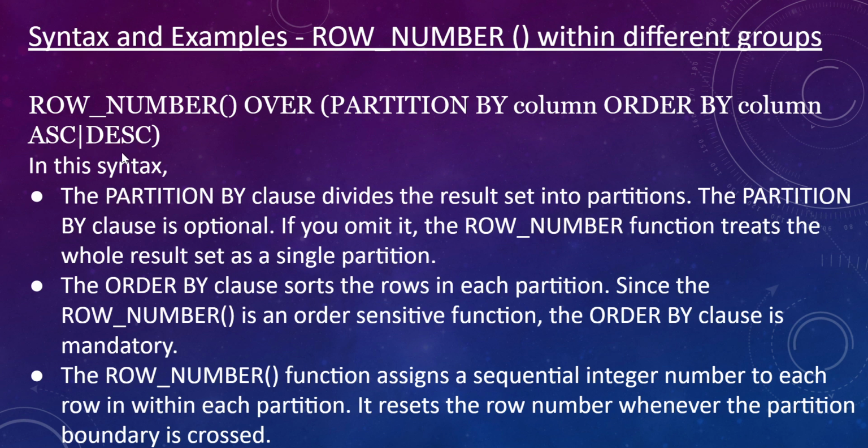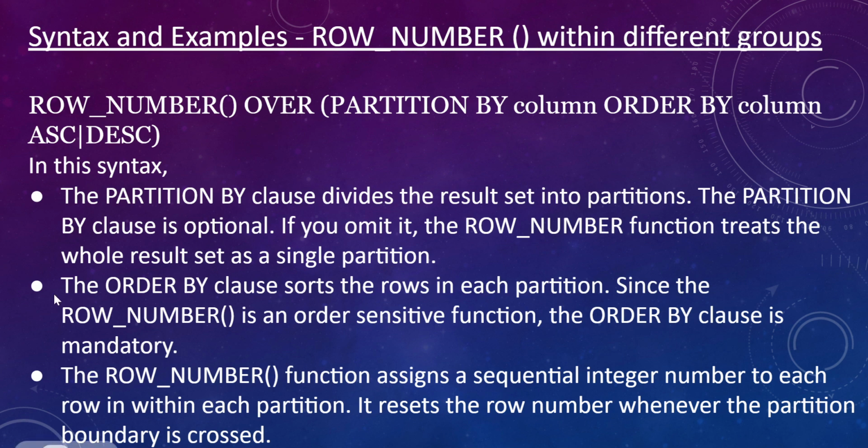So here is a description of this. In this syntax, the PARTITION BY clause divides the result set into partitions. The PARTITION BY clause is optional, as we discussed while we were discussing rank and dense rank. This is not mandatory. And if omitted, the row number function treats the whole result set as a single partition. So you can execute row number even without the usage of PARTITION BY.